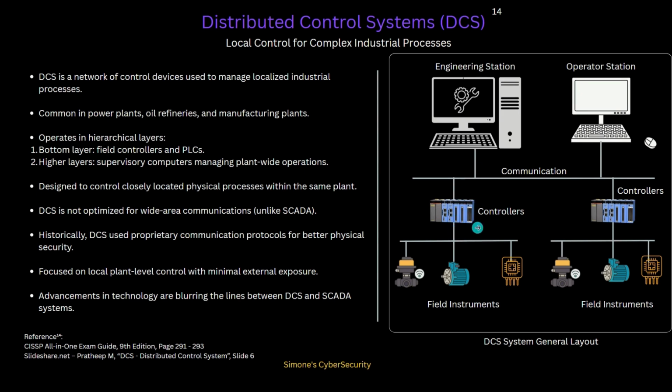Because of this localized focus, DCS was not optimized for wide area communications, unlike SCADA systems, which are built for more distributed environments. Historically, DCS relied on proprietary communication protocols. This was done intentionally, as it gave a level of physical and protocol security, with the thinking that if everything stays within the same plant and runs on custom protocols, then external threats would find it harder to interfere.